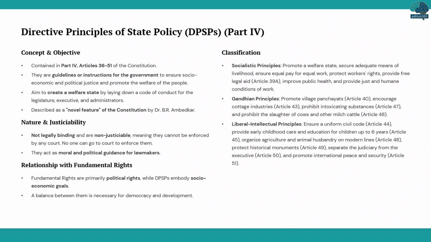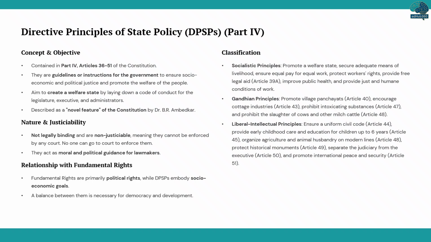for a thriving democracy. DPSPs can be broadly classified into three categories: socialistic principles, which promote a welfare state, covering aspects like equal pay, workers' rights, and free legal aid; Gandhian principles, inspired by Mahatma Gandhi's philosophy, focusing on village panchayats, cottage industries, and prohibition; and finally, liberal intellectual principles, which include concepts like a uniform civil code, early childhood education, protection of monuments, and the separation of the judiciary from the executive.